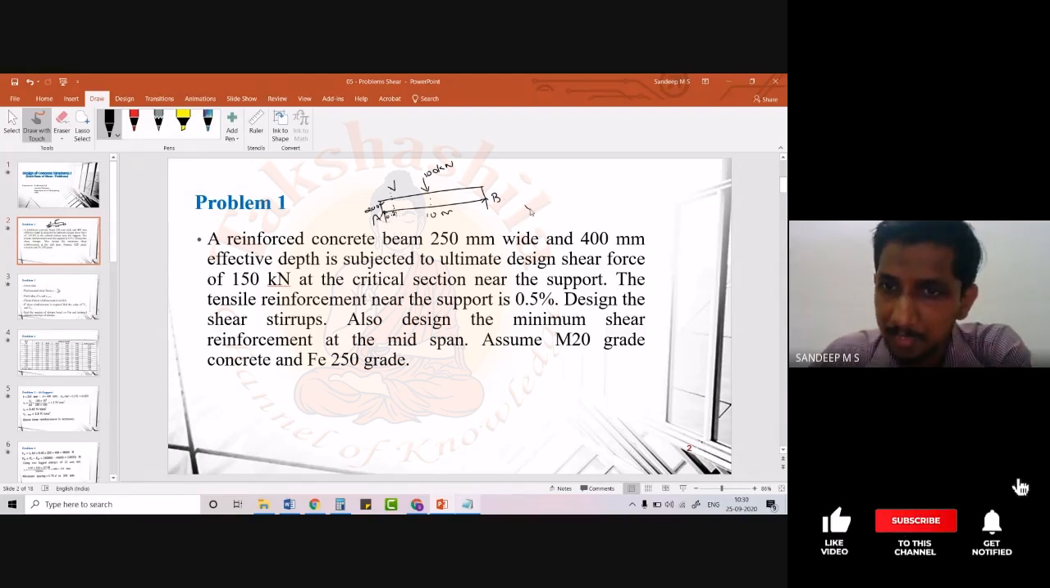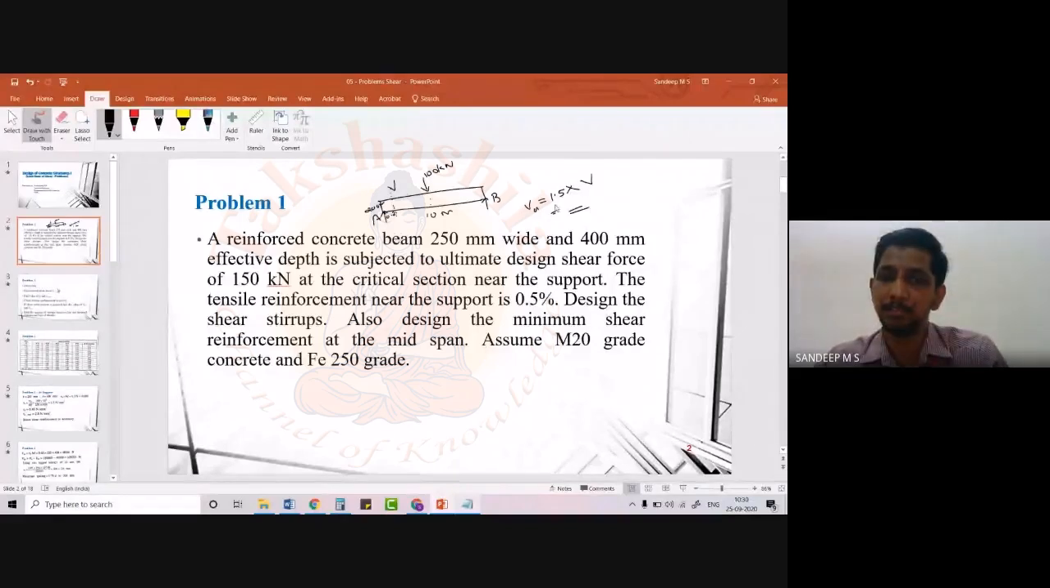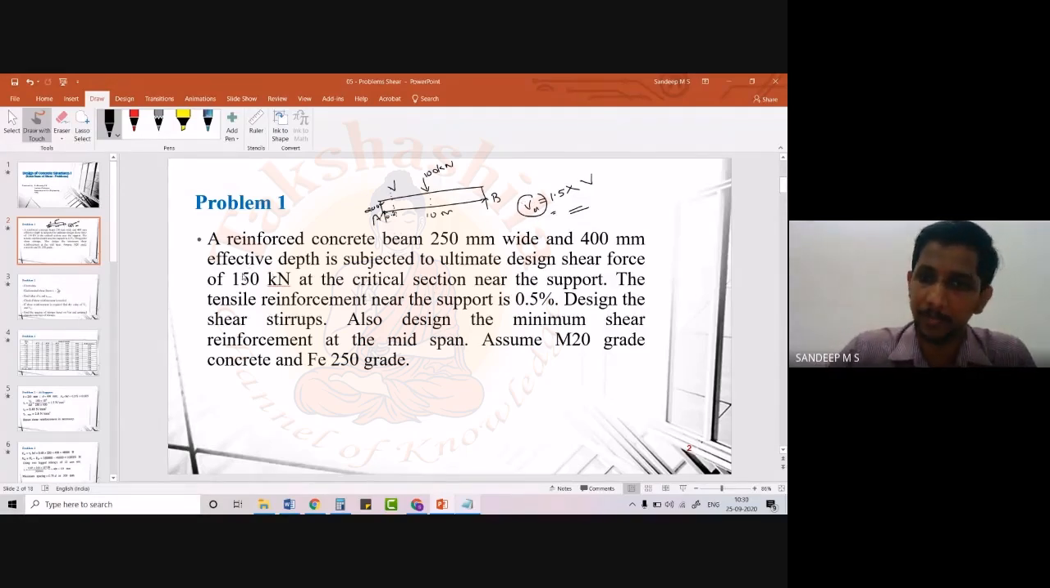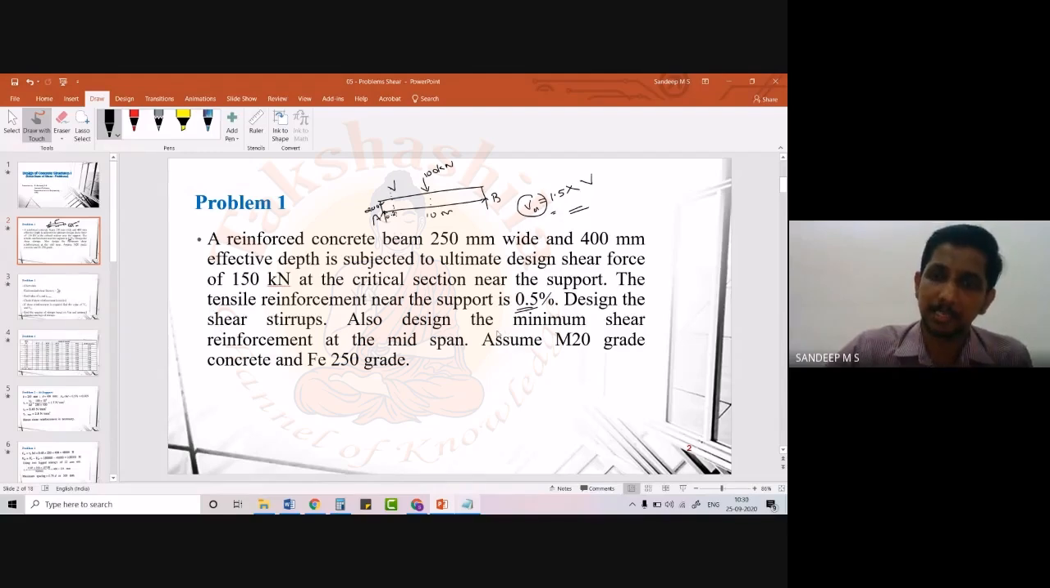Then you have to calculate the value of VU, which is your ultimate design shear force or the factored shear force, which can be obtained by multiplying the load factor, that is 1.5, with your actual shear force. So this will give you the value of VU. Then you have to proceed. But in this particular question, this value is actually directly given, that is nothing other than this 150 kilonewton. So you please proceed. And again, this 0.5 is the percentage of steel acting at the critical section, that is 100 AST by BD value.